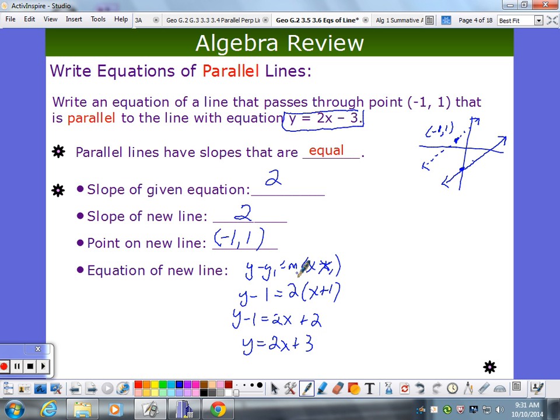Right? And I can test it a little bit. First of all, it does have the same slope. If I plug in the point -1 and 1, is that a solution? Well, if you plug in an x of -1, 2 times -1 is -2. -2 plus 3 is 1, which is what I wanted to get. So I plug in that point just to make sure it still works. So there is the equation of that line.